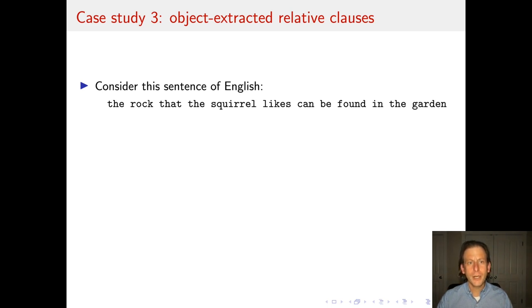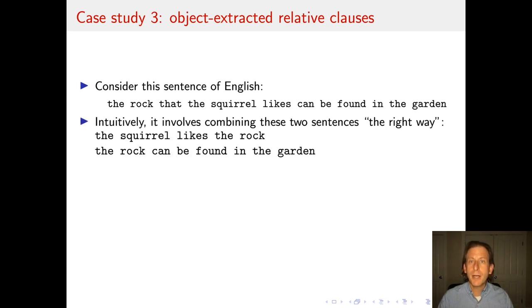So now we're going to look at our third case of trying to apply finite state methods to analyze the syntax of English, and we're going to look at object extracted relative clauses. To explain what those are and to get us going on this, I've given you an example. The rock that the squirrel likes can be found in the garden. So that's a sentence of English that probably feels pretty reasonable.